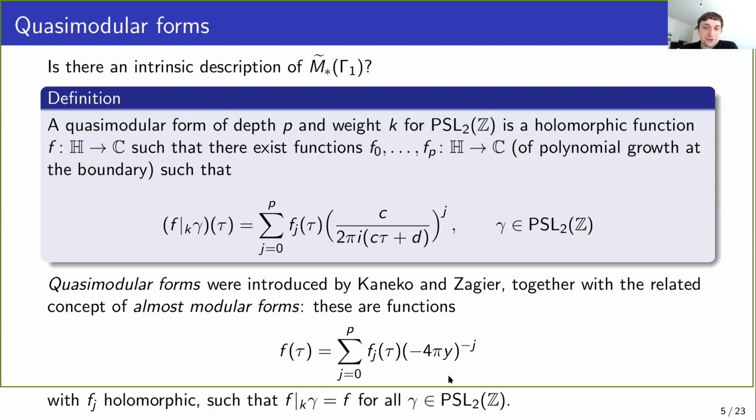And one can show, with this notation I have on the slide, unless I made a terrible mistake, that there is a correspondence between these two objects, and it exactly sends fj to fj. So if you have a quasi-modular form in this sense, and you take this vector of holomorphic functions fj and form this object, then it is an almost modular form. Okay. So any questions so far?